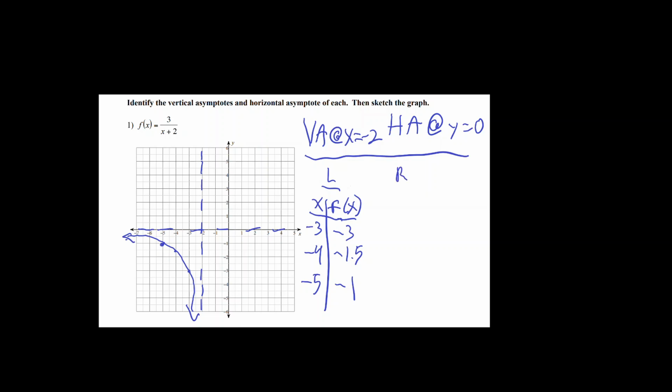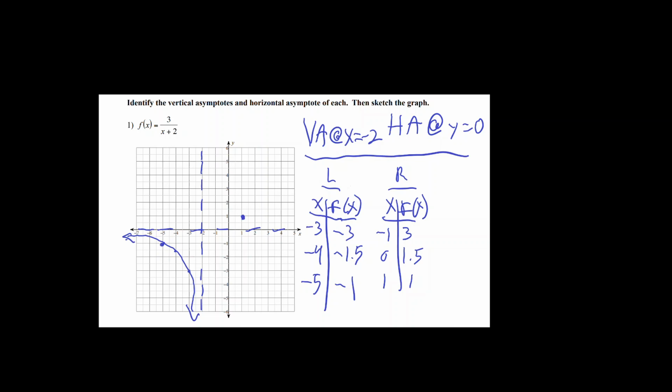Now let's take a look at the 3 x values to the right of our vertical asymptote. We have -1, 0, and +1. So I'm going to take -1 and plug it in. I'm going to get 3. I'm going to take 0 and plug it in. I'm going to get +1.5. I'm going to take 1 and plug it in. I'm going to end up with +1. You don't believe me? Type that into your calculator and make sure you do it correctly.